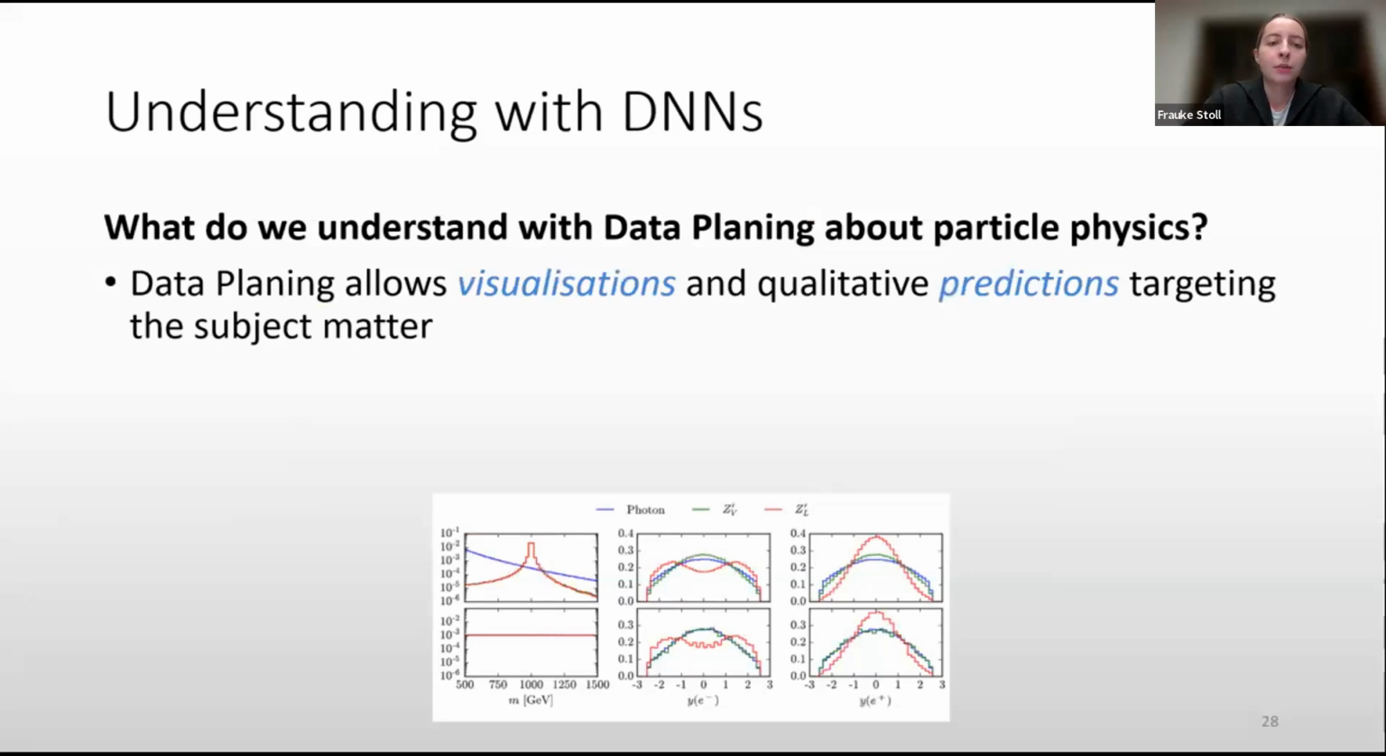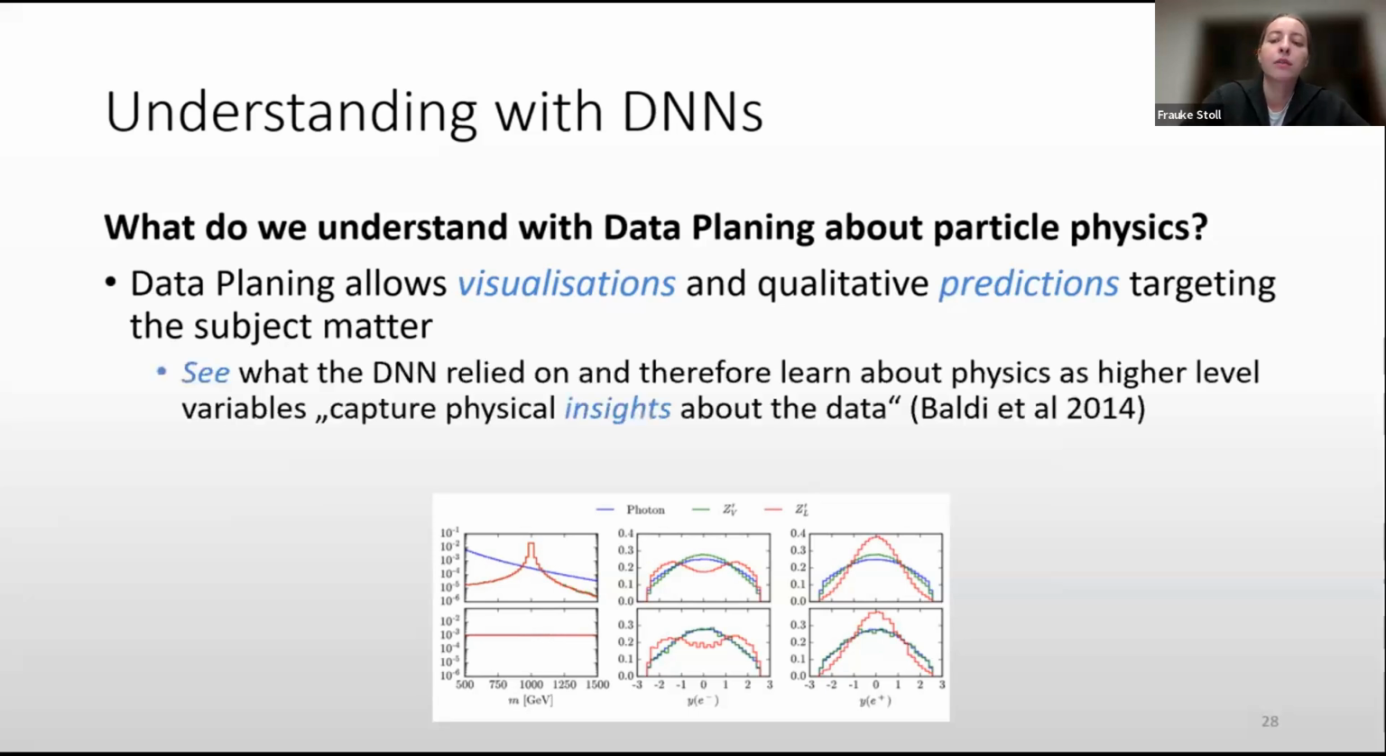But now, what do we understand with data planing about particle physics? Through the histogram I just showed you, we learned what hidden pieces of information in the data drive the learning process, as the DNN relied on them for the classification task. And this information can be important for the understanding of particle physics, because for one, this high-level variable, the mass, which the DNN used, captures physical insight into the data. And in addition, possessing the information about the mass significantly influences the selection of models we could use to make sense of the detected tracks in the data.